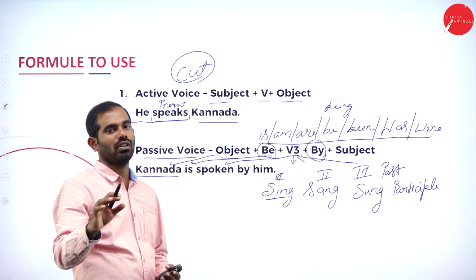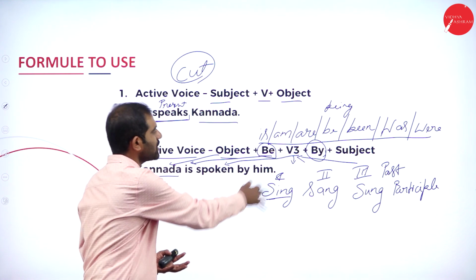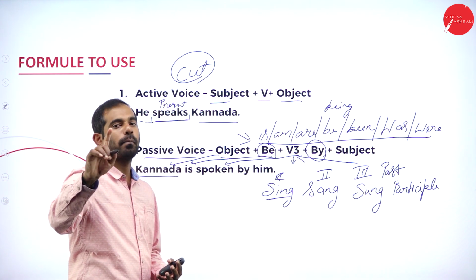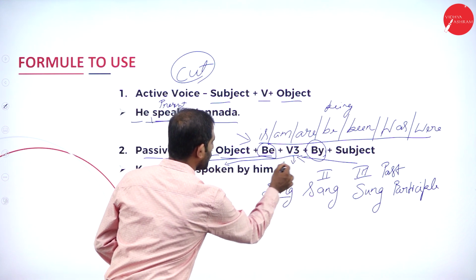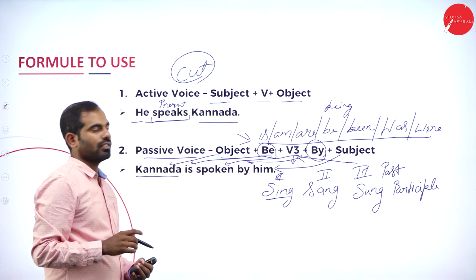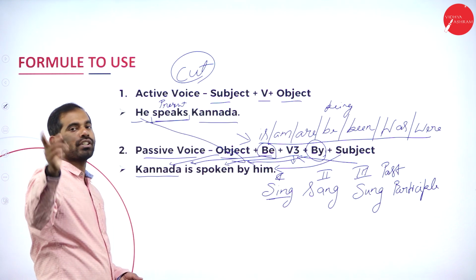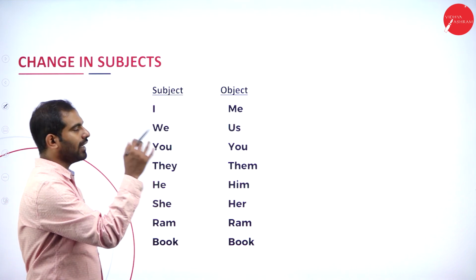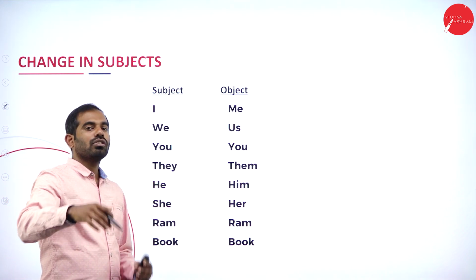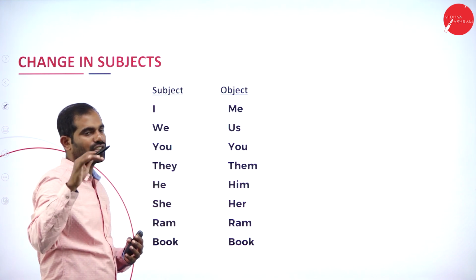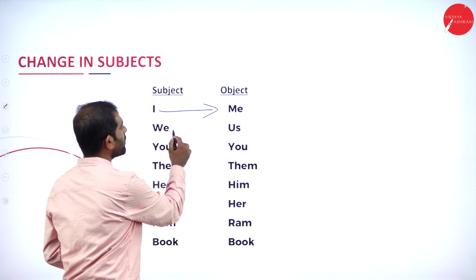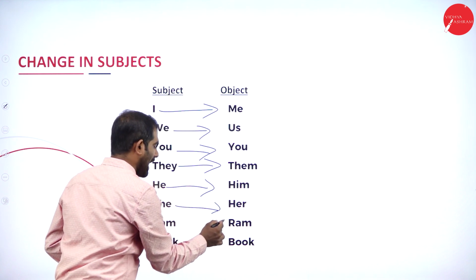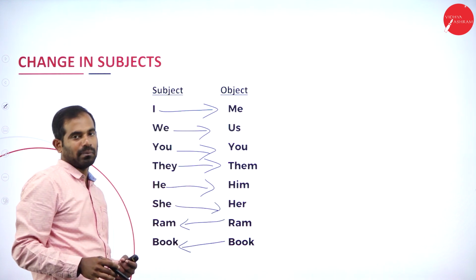It will not change. I know it is a bit confusing, but once you take up examples and start solving using this formula, you are going to definitely become a perfectionist. And as I told you, by and subject. He becomes him. I am going to talk about how the subject becomes object and object becomes subject. Next one, here it is, as I told you, how the subject changes. Change in subjects. I becomes me, we becomes us, you becomes you, it remains same. They becomes them, he becomes him, she becomes her.